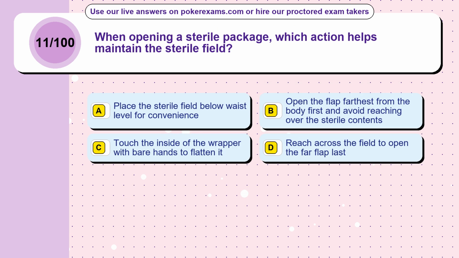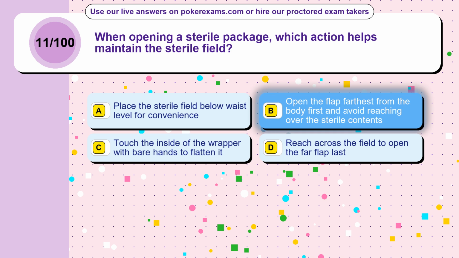Question 11. When opening a sterile package, which action helps maintain the sterile field? Option A. Place the sterile field below waist level for convenience. Option B. Open the flap farthest from the body first and avoid reaching over the sterile contents. Option C. Touch the inside of the wrapper with bare hands to flatten it. Option D. Reach across the field to open the far flap last. The correct answer is option B.